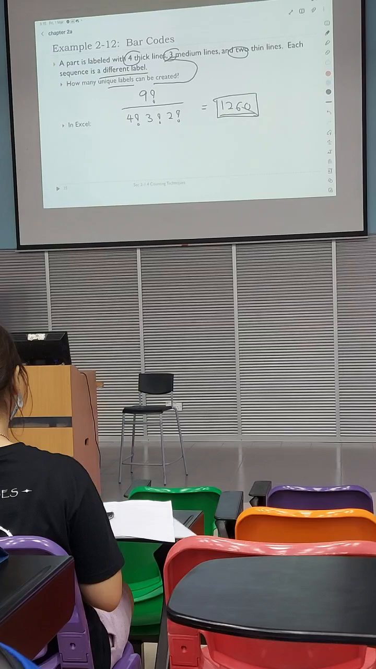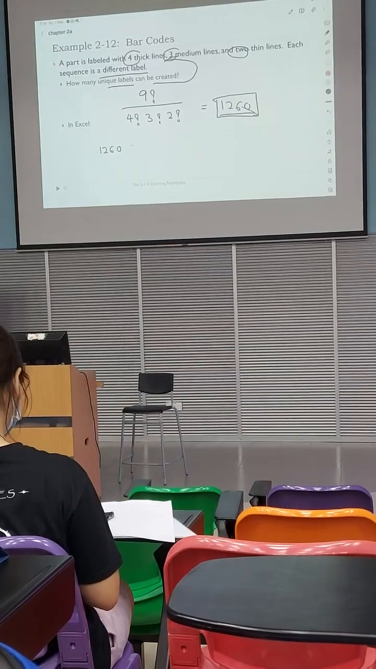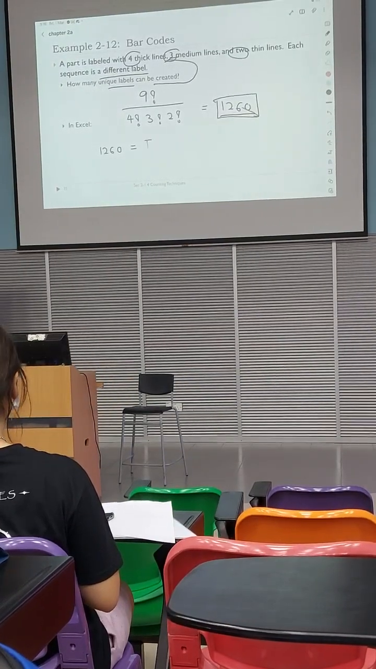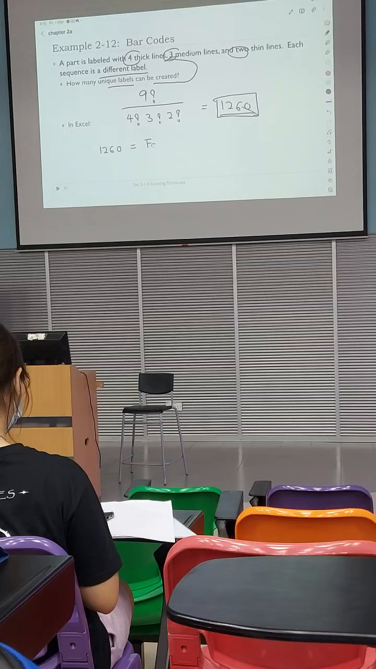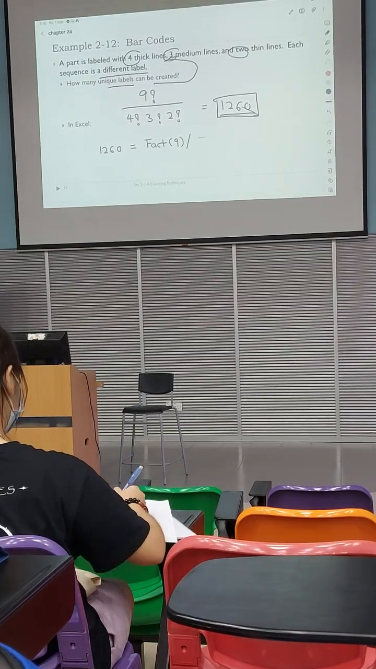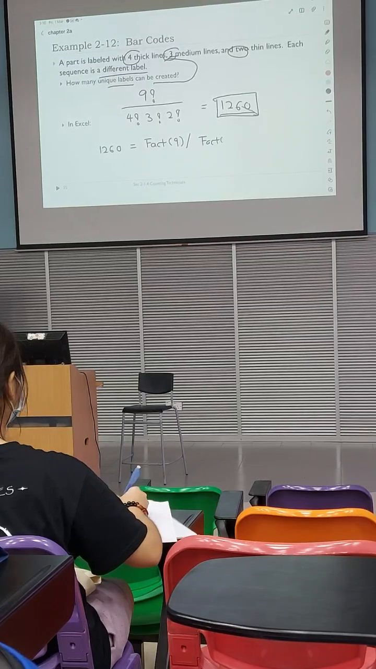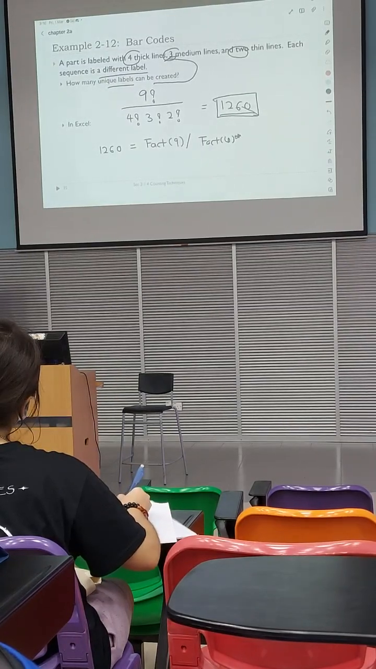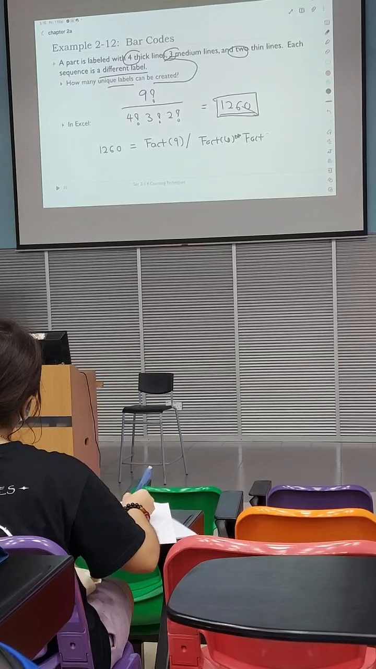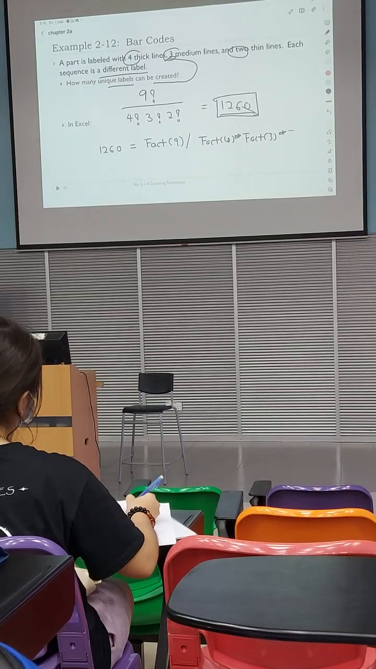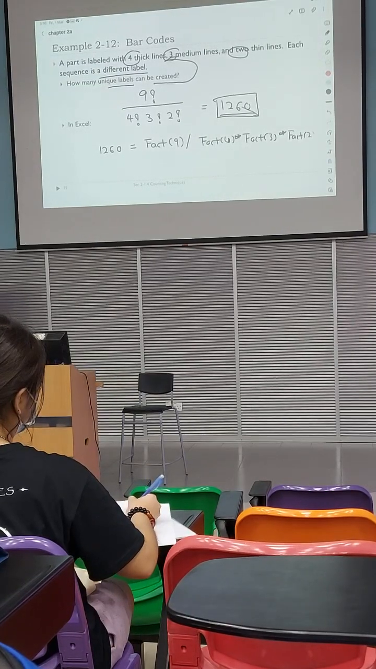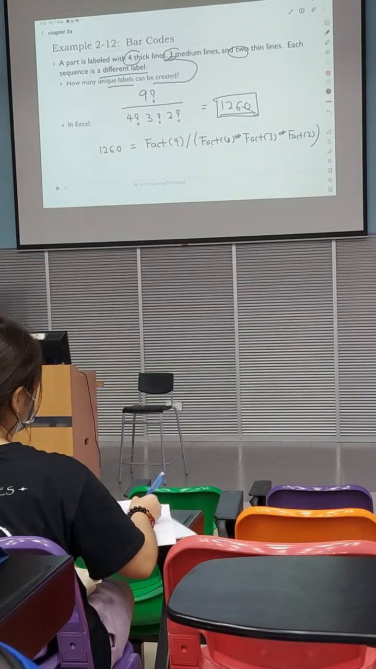So in Excel we can do that. If you want to check our answer, we should write in this form. I write the answer first: 1260 equals to, follow the formula. In Excel we have to use factorial 9 divided by factorial 4 times factorial 3 times factorial 2. So this is how you can validate your answer.